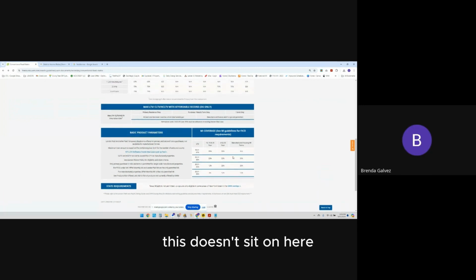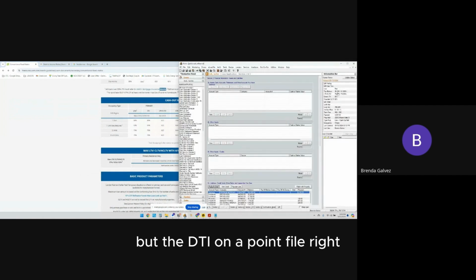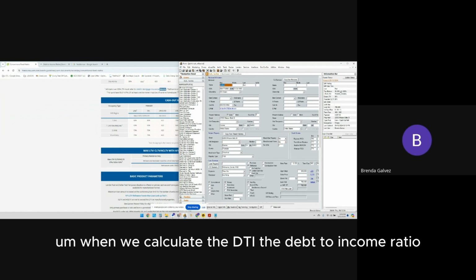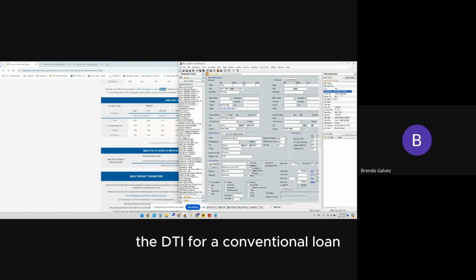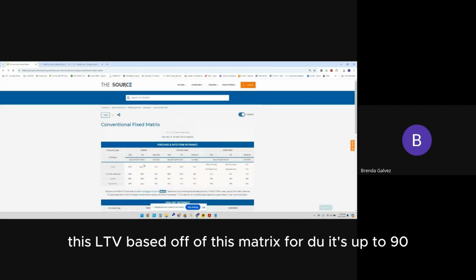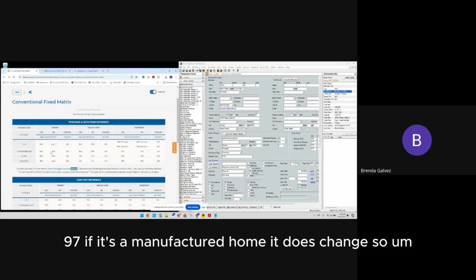This doesn't sit on here, but the DTI on a file, right? So whenever we're working on a file, when we calculate the DTI, the debt to income ratio, for a conventional loan, the max has to be under 50%. It can go up to 50. Again, this LTV, based off of this matrix for DU, is up to 97. If it's a manufactured home, it does change.